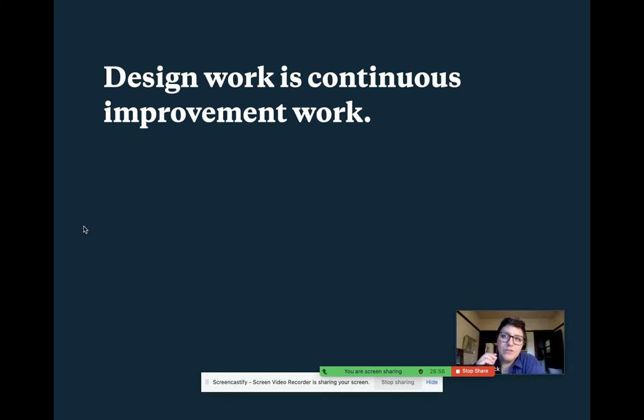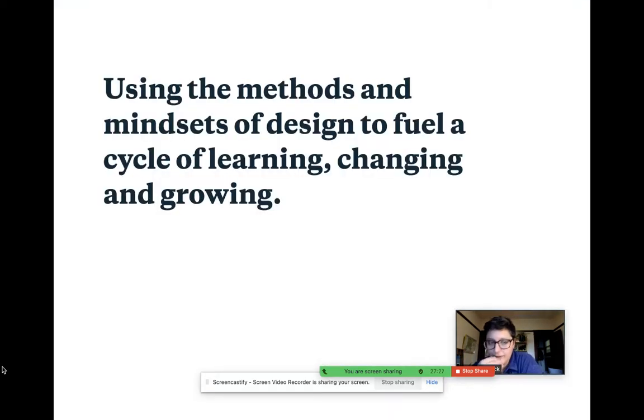the thing that we're learning, the thing that we're implementing now, and continue to refine and develop that thing so that the outcomes that we're seeking continue to advance, right? And as maybe the intervention we've created now isn't working anymore, we can iterate and shift so that we can continue to have those solutions that are going to make the best outcomes for those that we're seeking to help. Using the methods and mindsets of design to fuel a cycle of learning, changing, and growing. So again, being able to try something, learn from it, iterate, and pivot as necessary.